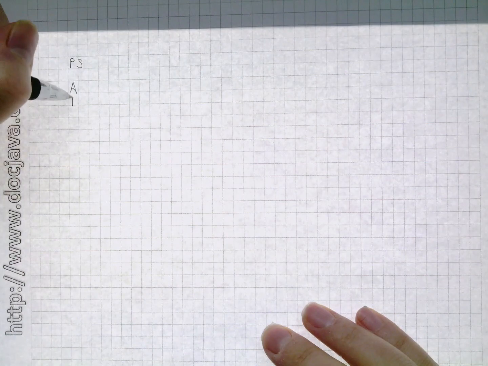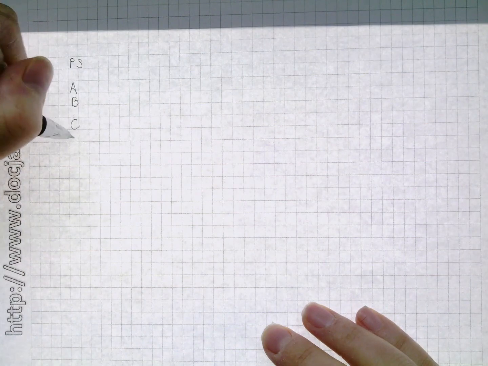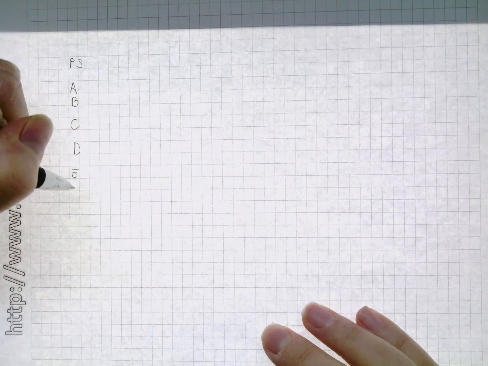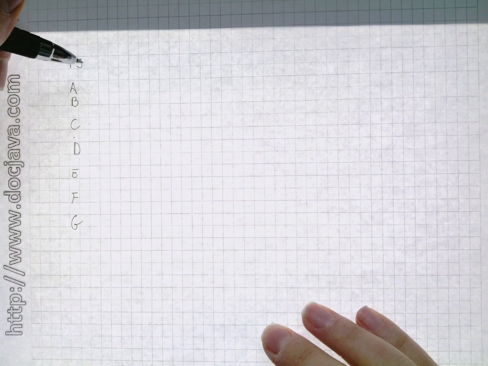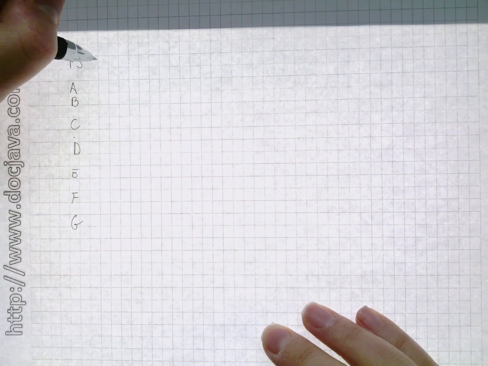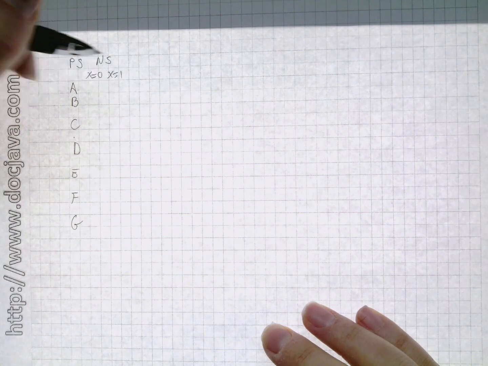Hi everybody. Just thought I would give you the brief rundown on implication charts. I'm going to do a quick example here. This is present state, and it's going to be A through G. And then we'll do next state with x equals 0 and x equals 1.